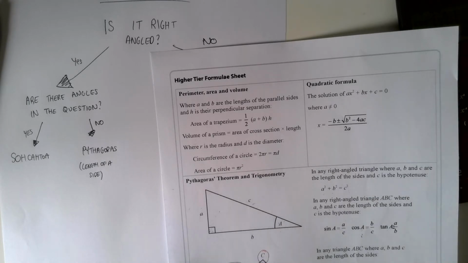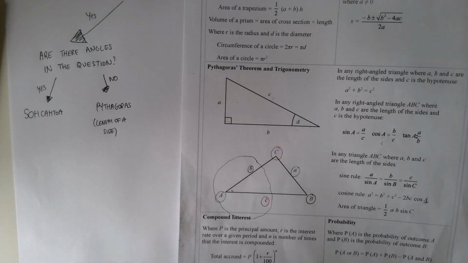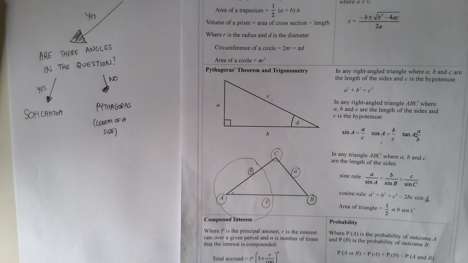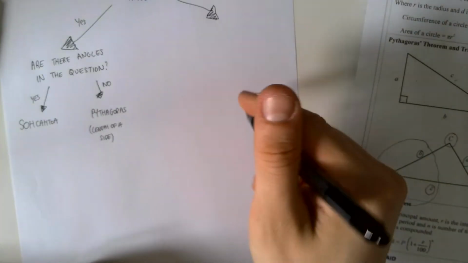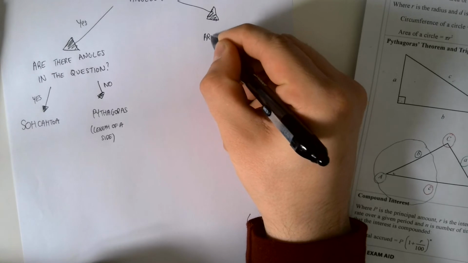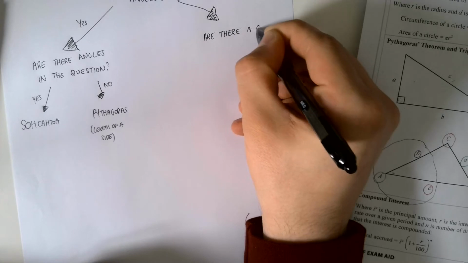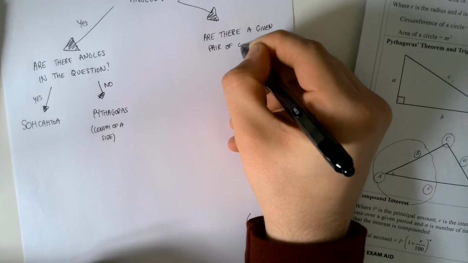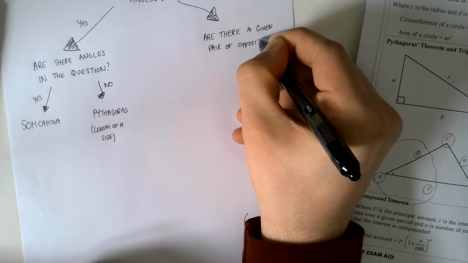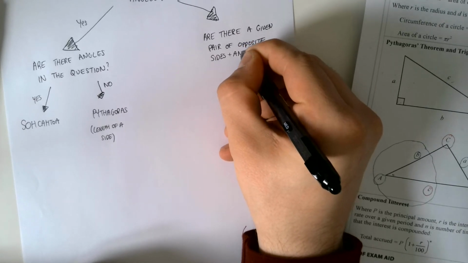It gets a little bit trickier when we look at non-right angled triangles. Remember, the bottom half triangle section refers to any triangle where it's not right angled. So an example is here. Your first question should be: are there a given pair of opposite sides and angles?